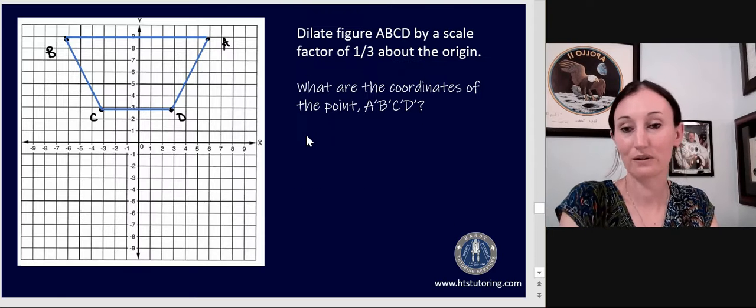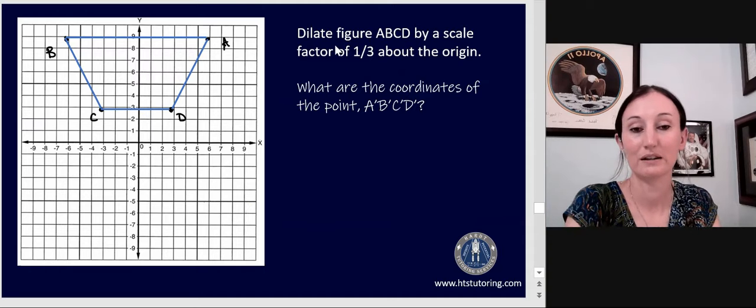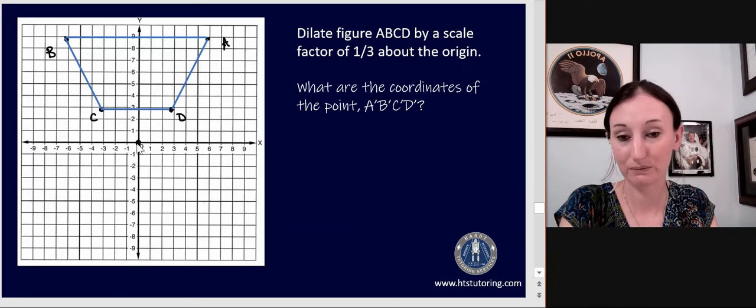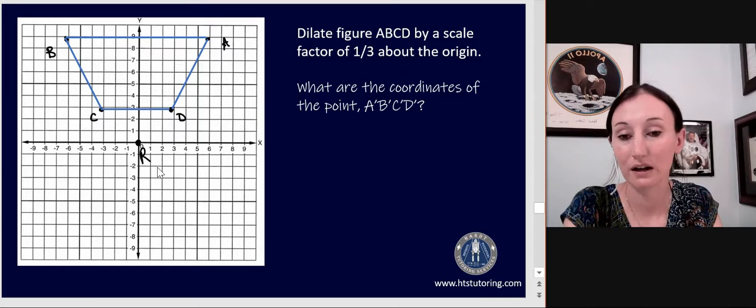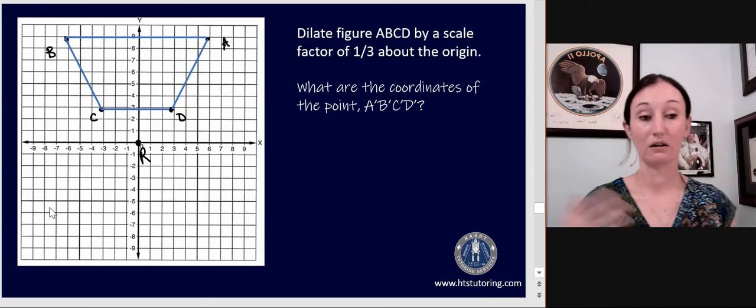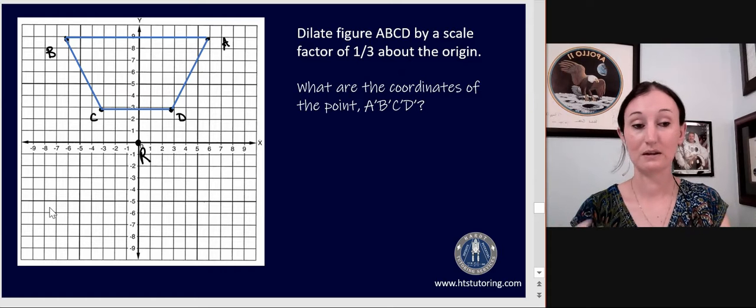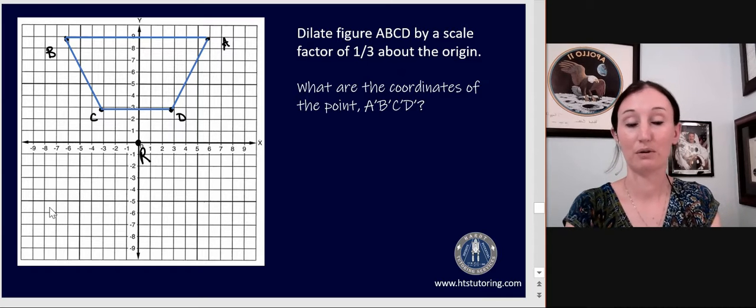All right, so our first example, we're going to be dilating figure ABCD by a scale factor of 1/3 about the origin. There we go. There's our point of reference. So the origin is always the point 0, 0. I'm going to put a dot there, and I'm going to call that R as our reference point. Now all of these distances that we're about to find that we're going to scale, we're going to be starting at the reference point, going to the point that we're looking at.